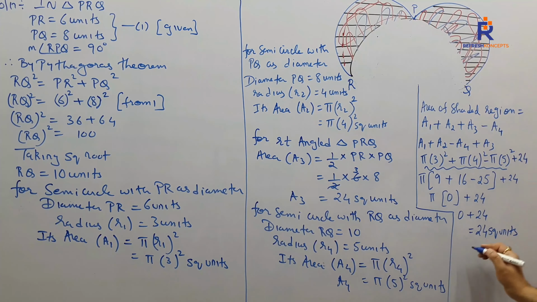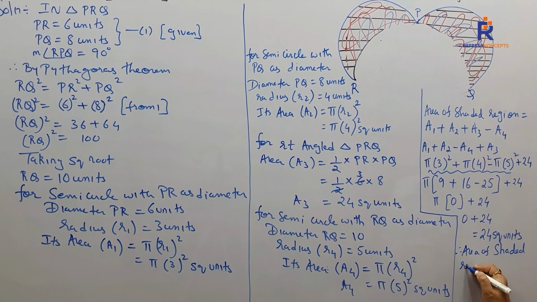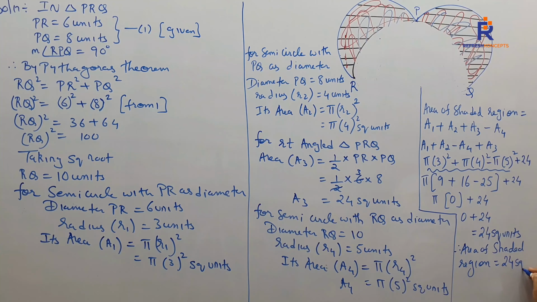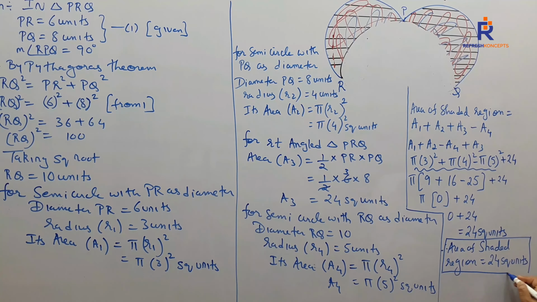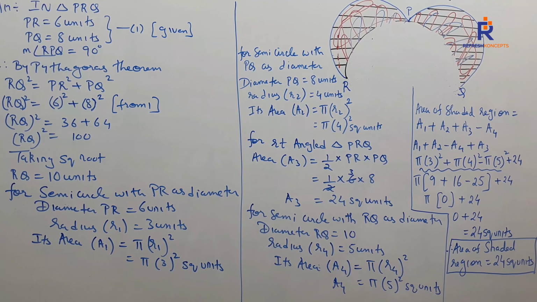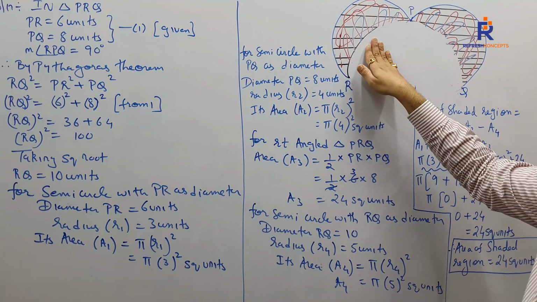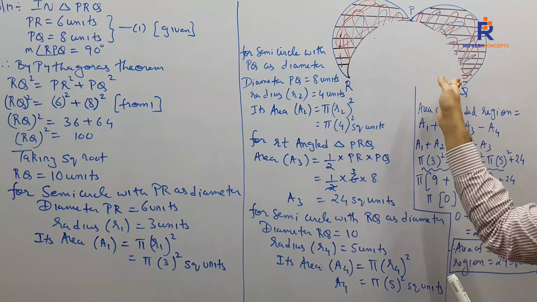So what is the area of the shaded region? Therefore, the area of the shaded region is equal to 24 square units. Quite interesting, wasn't it? That's the reason I said the sum is quite interesting. Semicircle, semicircle, triangle. Sum it up, subtract, that's what.